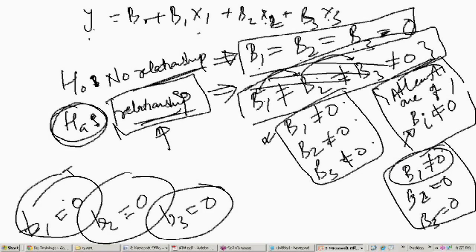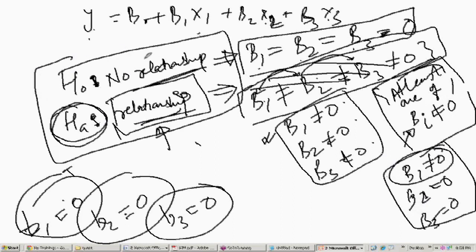So can I say this in our case? We are saying that HA: at least one of the Bi is not equal to 0. It may happen that all of them are not equal to 0, it may happen that only one or only two will be not equal to 0. So the null hypothesis says no relationship, alternative hypothesis says that there is relationship.